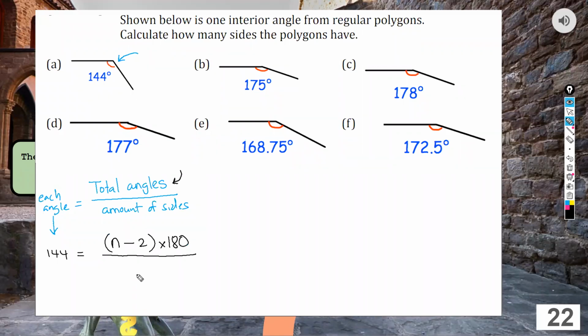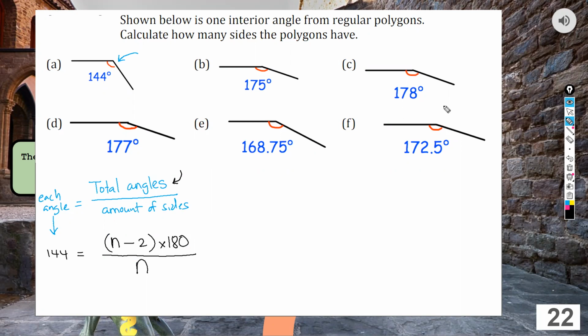And what letter represents the total amount of sides? What do you think I should put underneath here? N. No, not X. N. Doesn't N represent the total amount of sides? Think about it. In this formula, doesn't N represent the amount of sides? Right. Okay.